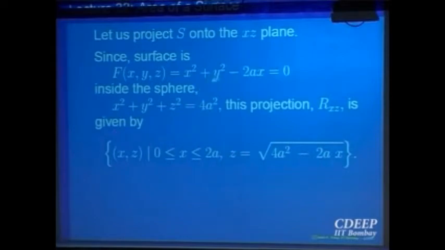So once you do that, you will see that the projection is x going from 0 to 2a, right? And z going from, right, x square plus y square is equal to 2ax. So you put in this equation. So z square is equal to 4a square minus 2ax. So z goes equal to the square root, because only the upper part we are looking at. Okay. So from these two equations, you get your projection onto the xz plane.